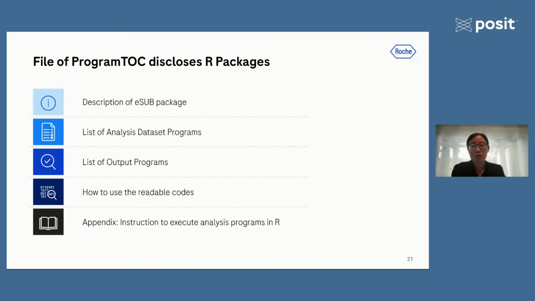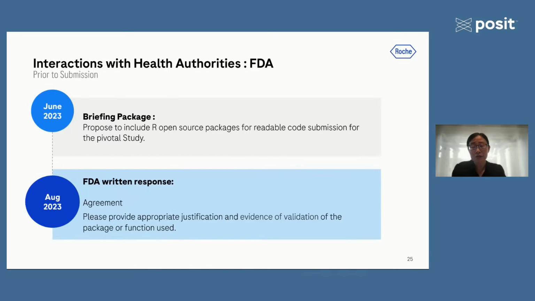Then in addition to the technical preparation, communication with the health authority is another key to make the plan work. For the submission in the US, we initiated the talk with FDA during our submission preparation period and proposed to use R and open source packages as readable code in our briefing package. But the SAS program was actually mentioned in FDA's response.